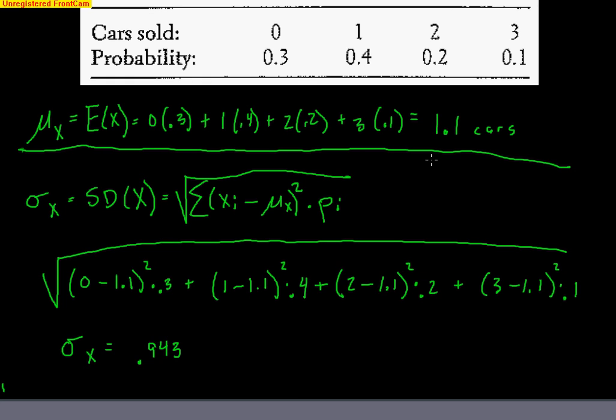So here's the idea, and this should sound familiar to stuff we've already learned. Over the long run, I expect to sell 1.1 cars, but I know that that number might vary. Sometimes it might be a little higher, sometimes a little lower, and it's going to vary by 0.943 cars. So what does that mean?